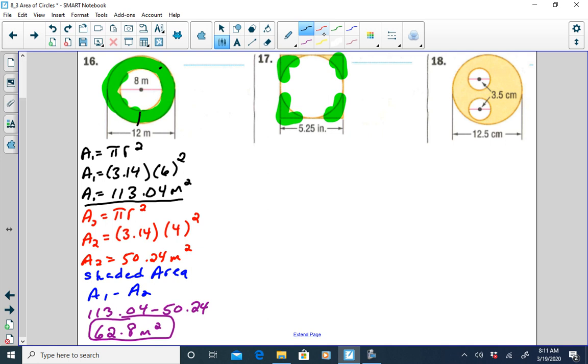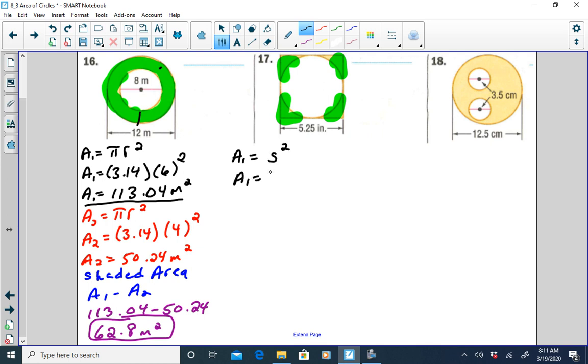We find the area of the square, we find the area of the circle, and then we subtract the two. Because when we subtract the two, what's left here is the area that's shaded. Alright? So let's start with area 1. Area 1 is going to be the whole entire area of the square. So the area of the square is equal to the length of the side squared, because it's a square.